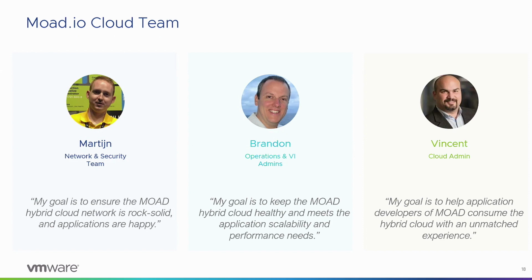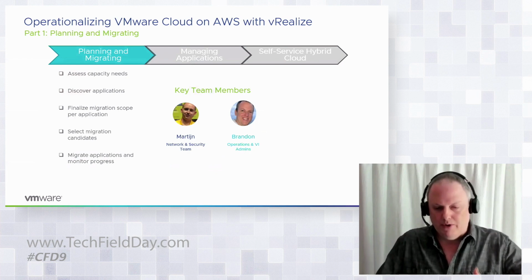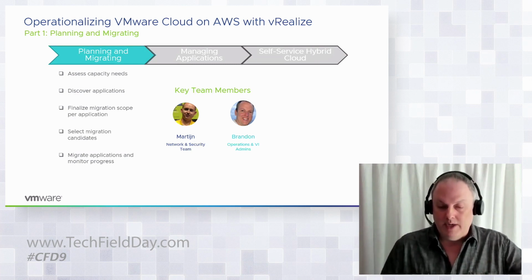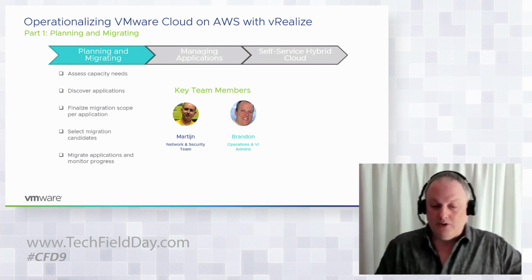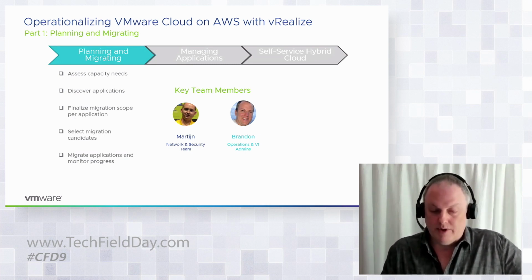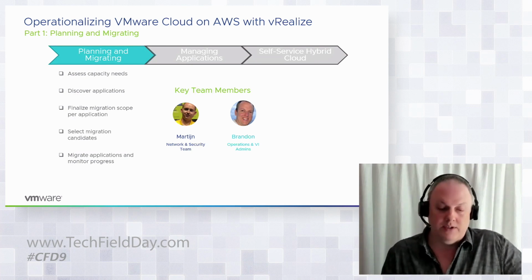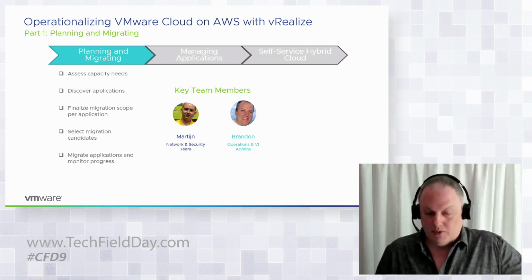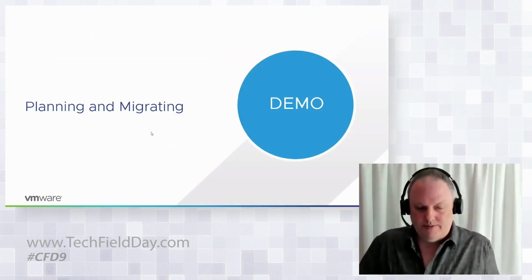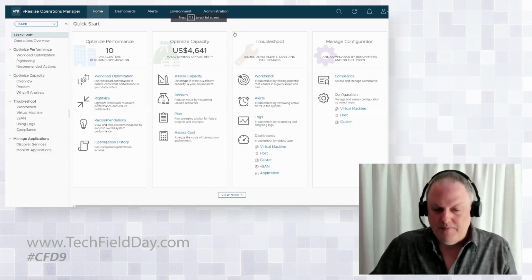So with that, let me talk a little bit about what we're going to show in this first part. This first section is our planning and migration phase. So we're going to cover things like assessing our capacity needs, understanding what we will need in VMware Cloud on AWS. Then Martijn will do some discovery of applications, actually do some migrations and show how that looks and how we can monitor and manage that as we're doing the migration. So this will be between me and Martijn. So with that, let me switch over and show you the demo.